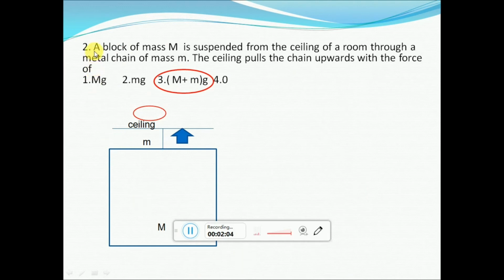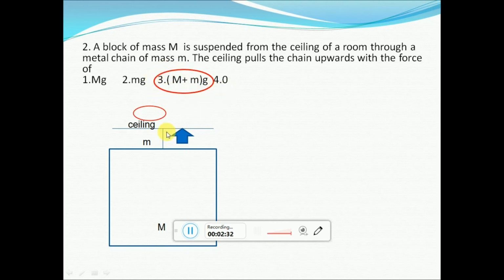In this second problem, a block of mass M is suspended from the ceiling of a room through a metal chain of mass m. The ceiling pulls the chain upwards with a force of, first one, M into g. Capital M is nothing but the mass of the block. Second, small m into g, where small m is the mass of the chain. And third one is (M plus m) of g. And the fourth one is 0. So the answer is 3.